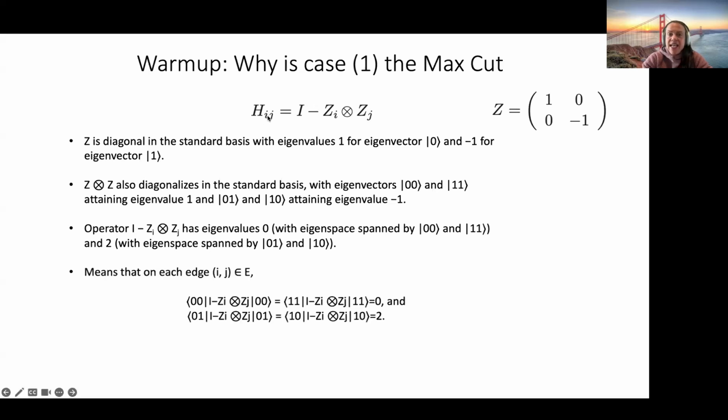What does that mean? So for H_ij, we have an underlying graph in mind, and we think of ij as being the edges of the graph. So in our big Hamiltonian, we add a term H_ij per edge of the graph. So now this big Hamiltonian is a sum of these local terms. And we can note for every edge ij, the 0,0 and 1,1 eigenvectors contribute 0 inner product, and the 0,1 and 1,0 eigenvectors contribute a 2 inner product.